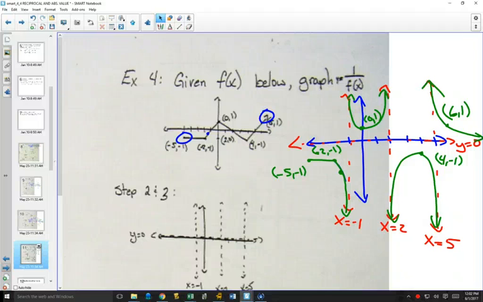And there we have our reciprocal graph. So tomorrow in the first period, I'll give you some time to work on the homework assignment that I handed out with this.